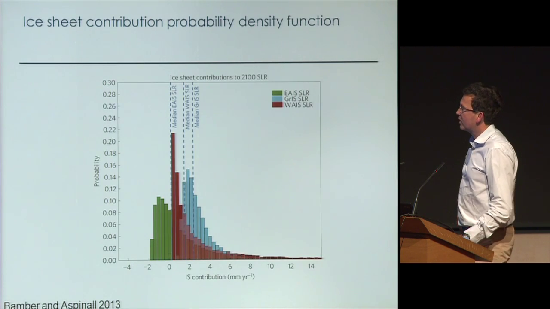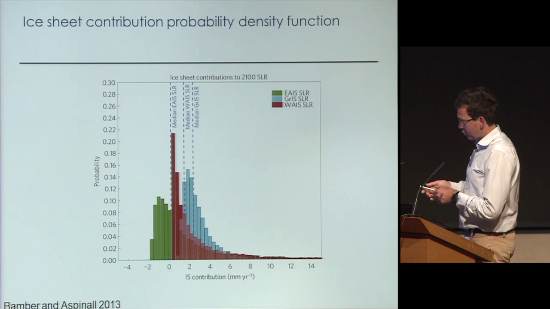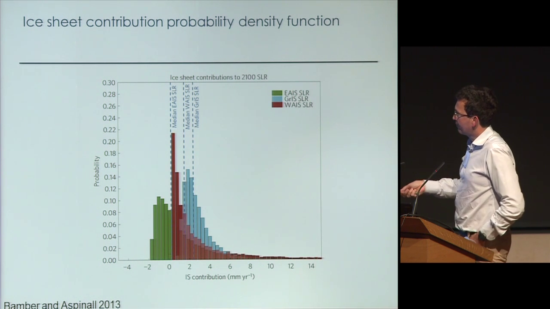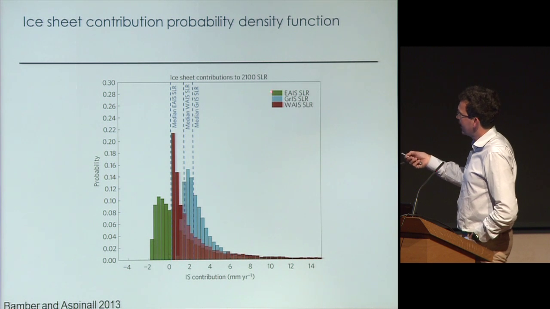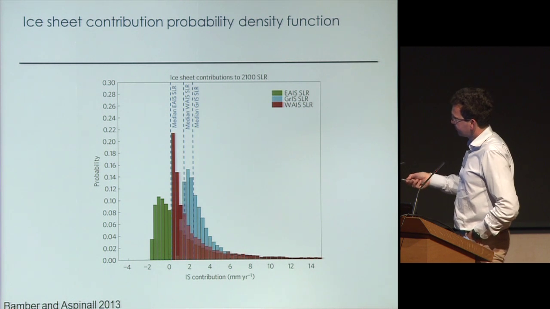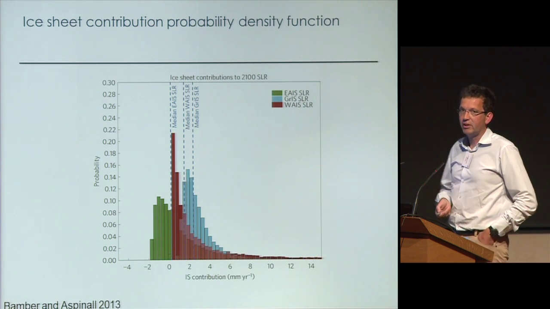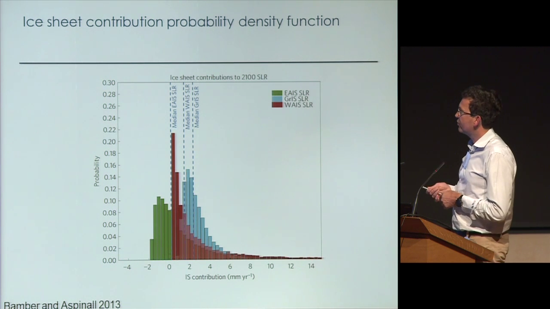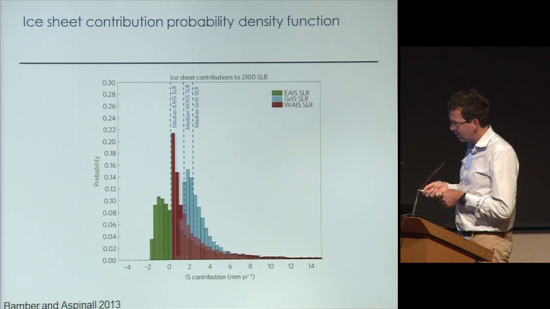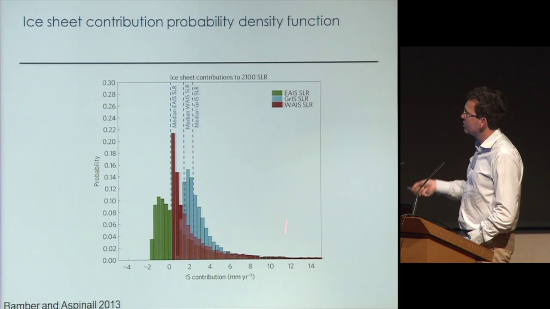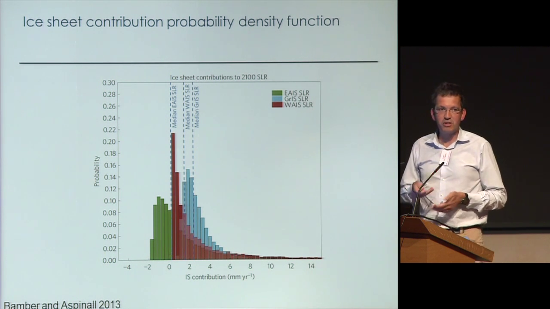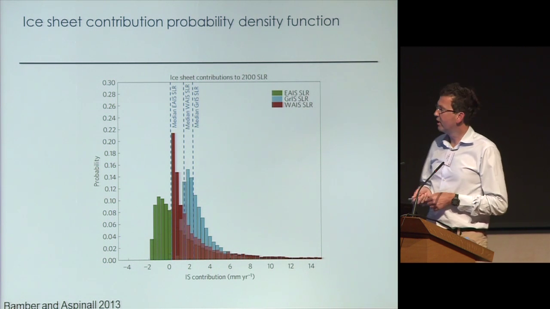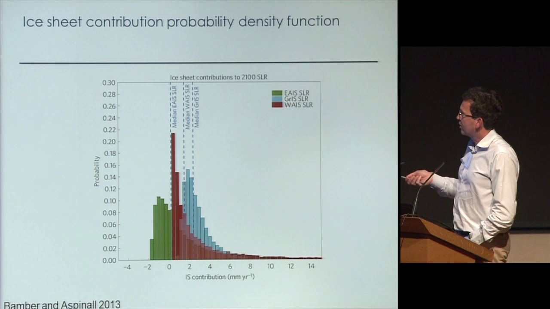And if we take, for instance, the one by Bamber and Aspinall, you can see the probability on the left axis as a function of the contribution for the different ice sheets: the East Antarctic ice sheet, the Greenland ice sheet, and the West Antarctic ice sheet. And what you can see clearly is that there is a long tail to the upper end. So this is the expert assessment. Apparently the experts do not exclude that there is a significant contribution from the West Antarctic ice sheet due to this marine ice sheet instability hypothesis, which was discussed by Katrien in the previous lecture.